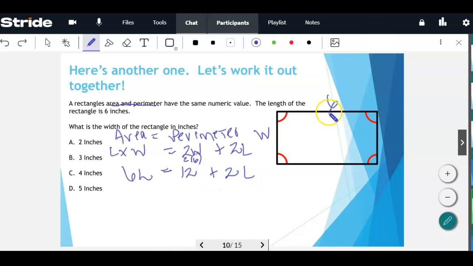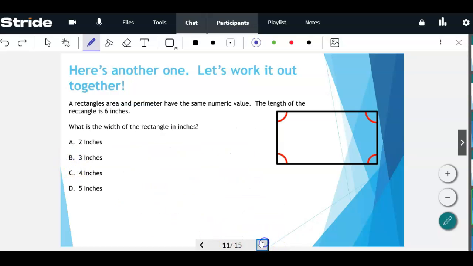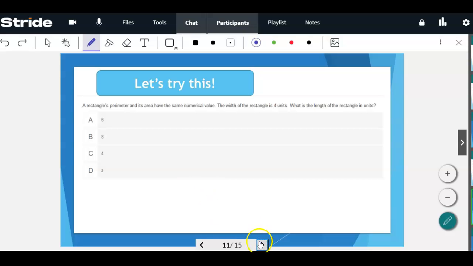Now we solve it just like a regular equation. We're going to subtract 2L from both sides. 6 minus the 2 is 4L, and we're left with 12 over here. We're going to divide by 4. L is equal to 3. So is that the question? What is the width? Yes, that is what we're looking for. I think we have time for one more. That's the same type of problem. So if you want to pause and try that one.